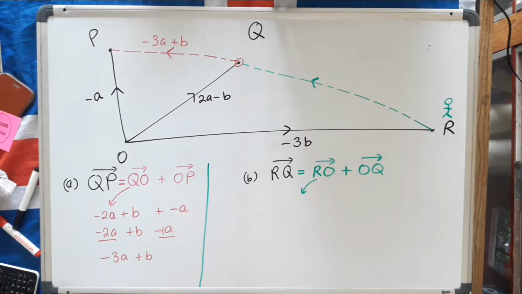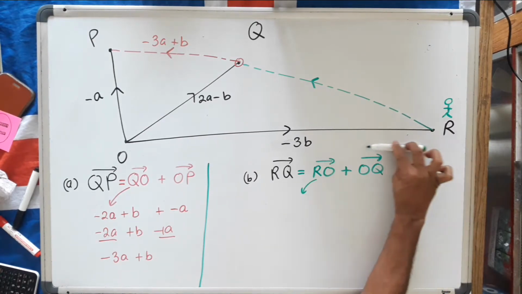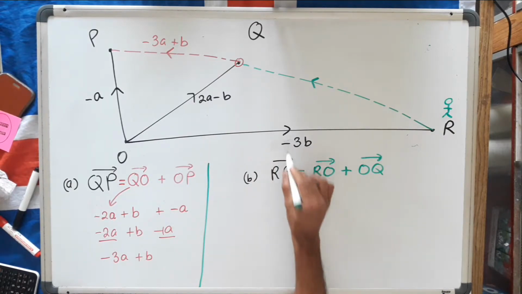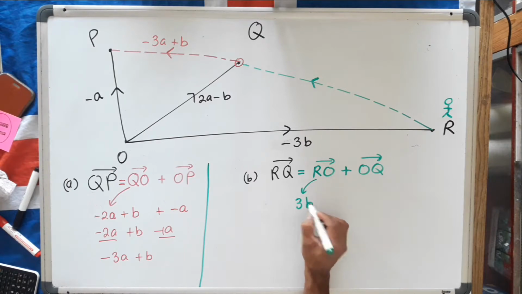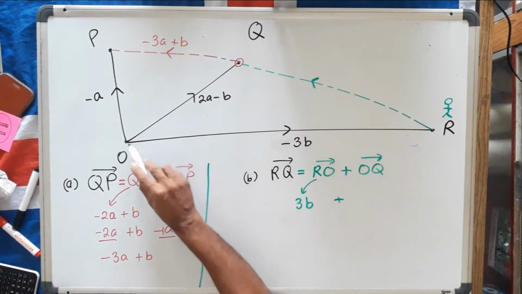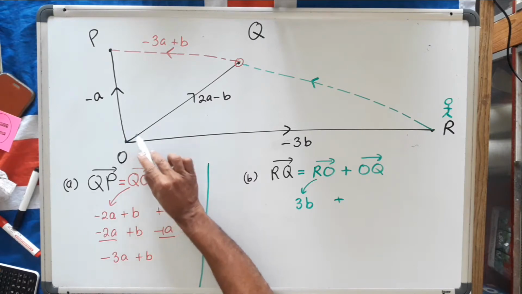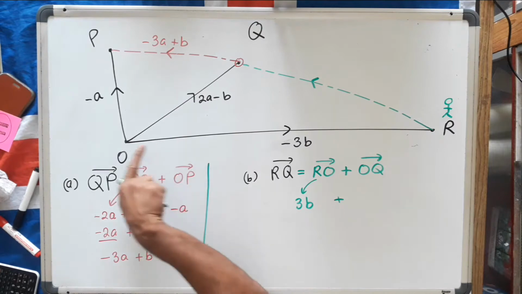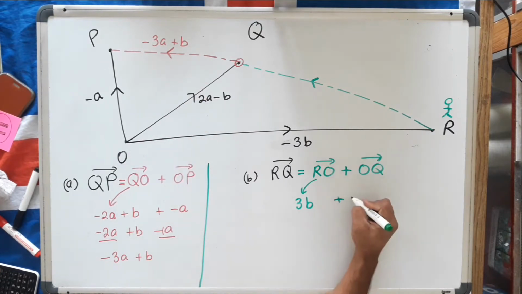RO, help me out. Is this with the arrow or against the arrow? That's against the arrow. So I have to make this sign the opposite. That is positive 3B. What about OQ? If I'm walking from O to Q, am I going with the arrow or against the arrow? I'm going with the arrow. I don't have to make any changes for OQ.